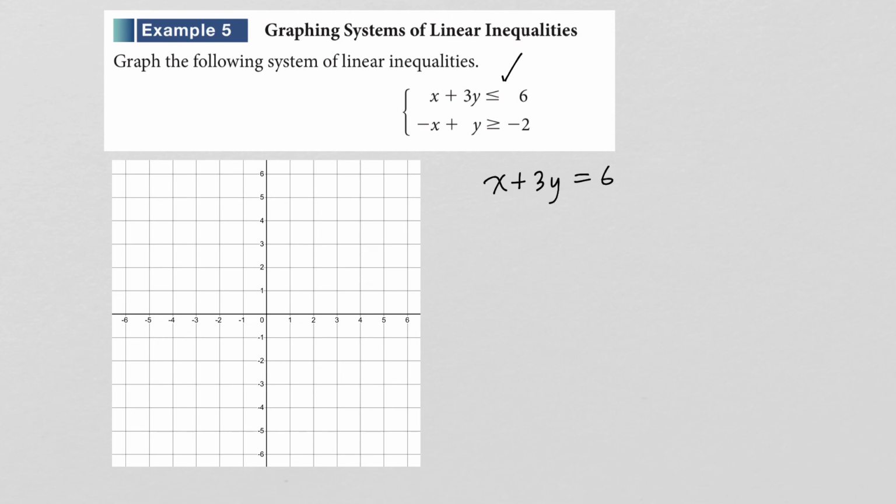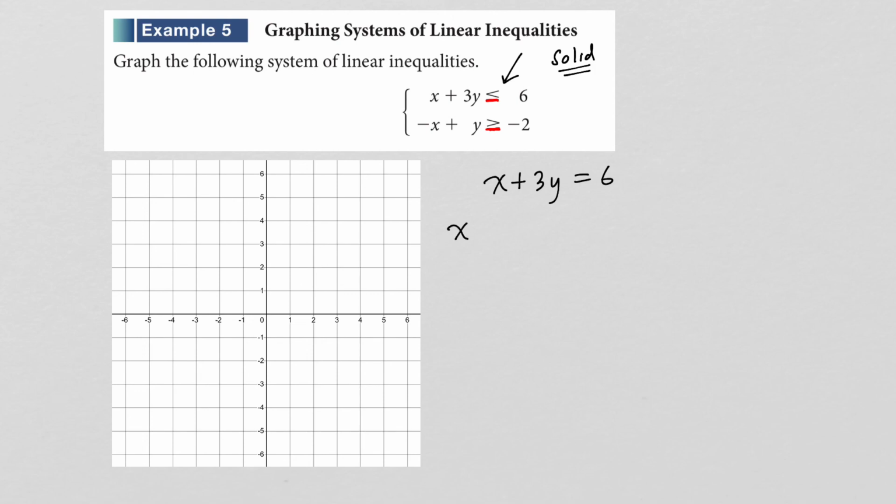And I want you to notice that both of these lines are going to be solid lines, not dotted, because each of these lines has an equal to symbol, which means the line is included as part of the solution. So how do I graph this line? Well, we have a bunch of different methods. We could use slope and intercept. We could solve for y, or we could just plug in a couple of points.